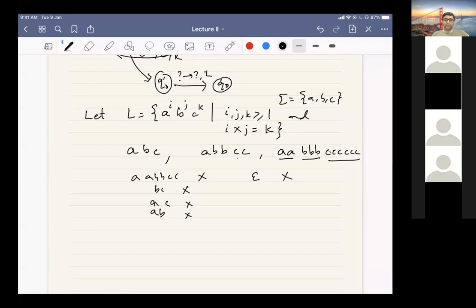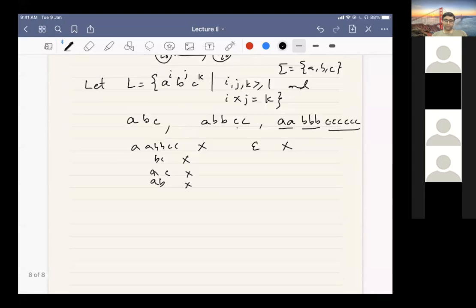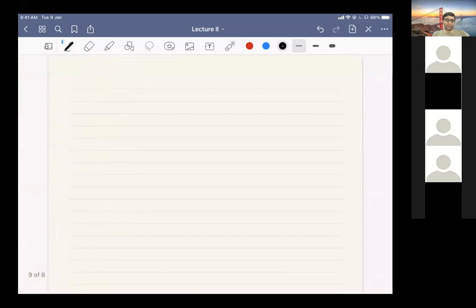So let us construct a Turing machine for this language with the descriptive version. Let me write the language here again. I say L is a language which consists of a^i b^j c^k such that i, j, k are greater than or equal to one, and i times j is equal to k. So we will construct a Turing machine M with a description.